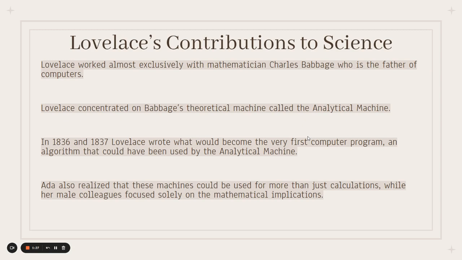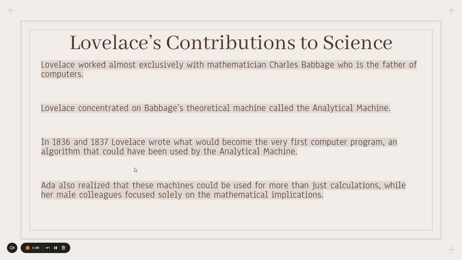So let's talk a little bit about what she contributed to science. This is a scientific biography. Lovelace worked almost exclusively with the mathematician Charles Babbage, who is the father of computers. Lovelace concentrated on Babbage's theoretical machine, which they had called the analytical machine, basically like a calculator. In 1836 and 1837, Lovelace would write what would become the very first computer program, an algorithm that could have been used by this hypothetical machine that had not been created yet.